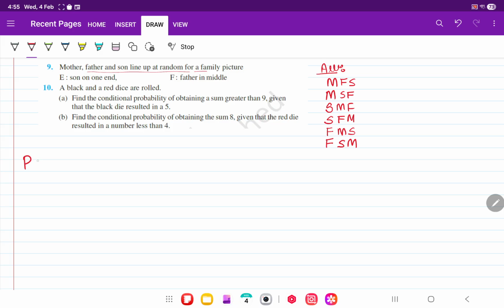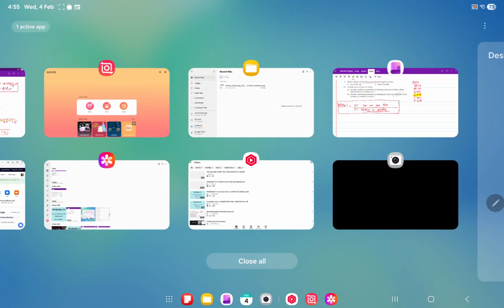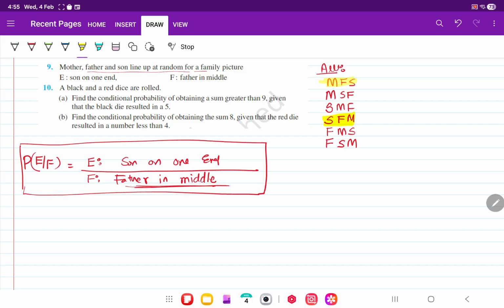But now we have to find the probability of E when F has happened. F is a condition. What is the condition? F is when father is in the middle. This is the condition, and out of that we have to take favorable, which one? Where son is on one end. So this is the probability we have to find. So what are the cases when father is in the middle? Clearly you can see, these two are the cases.